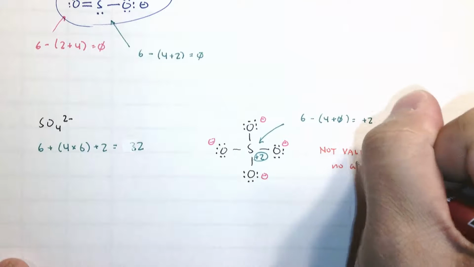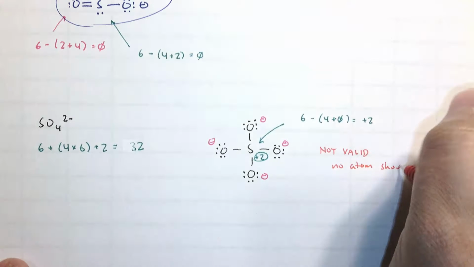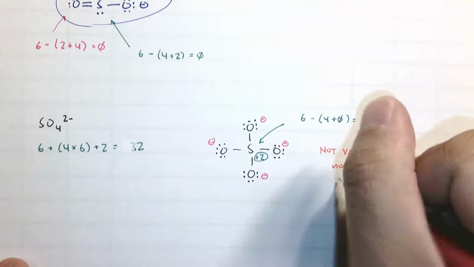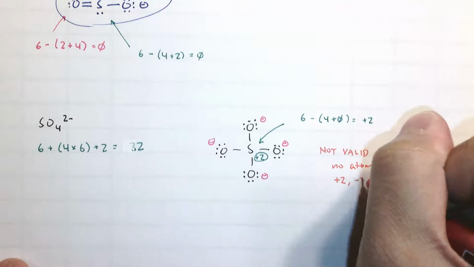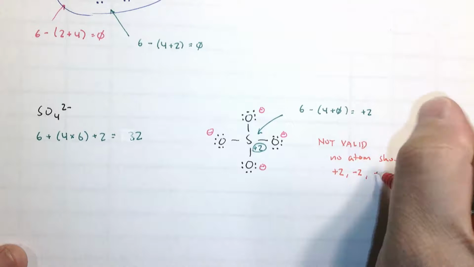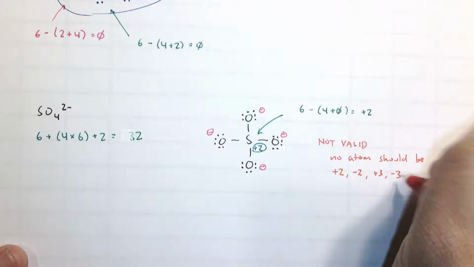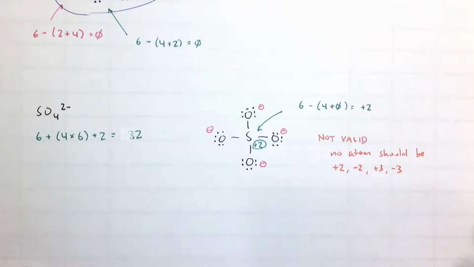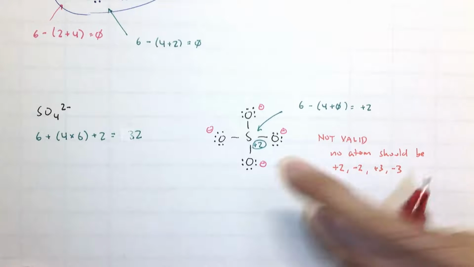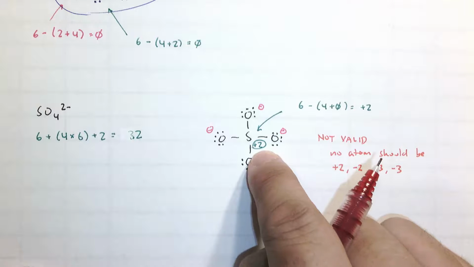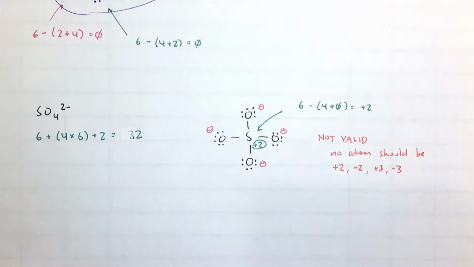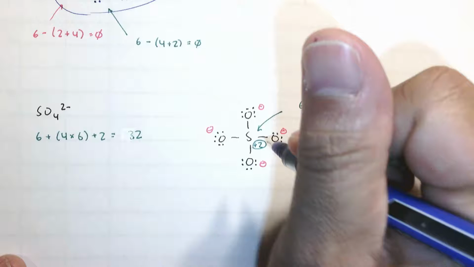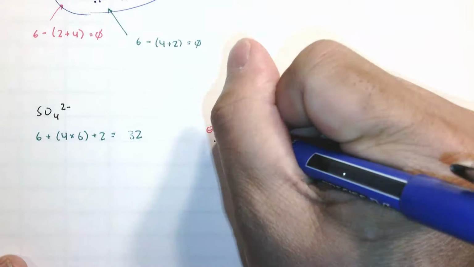No atom should be plus 2 or minus 2, plus 3 or minus 3. It could only be neutral, plus or minus. We have a plus 2, or you could say 2 plus. How do we solve that? We solve it by maybe neutralizing it.